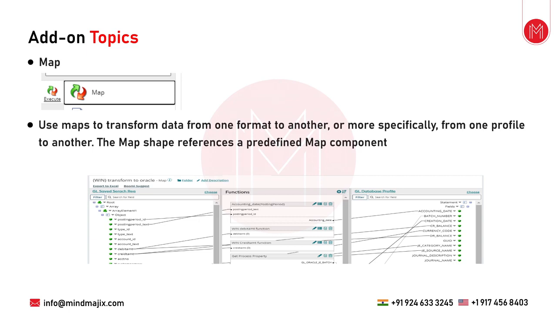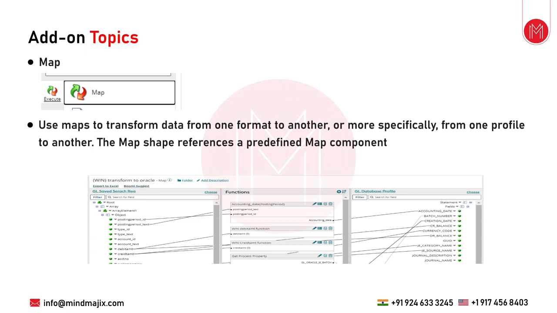You have a source, you have a target, and you have functions. In the source you are going to import the source profile, in the target you are going to import the target profile, and in between you have functions. So use a map to transform data from one format to another, or more specifically from one profile to another. The map shape references a predefined component, right? So this is basically used to do the transformations.